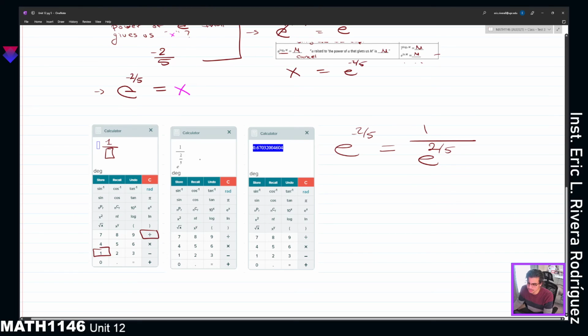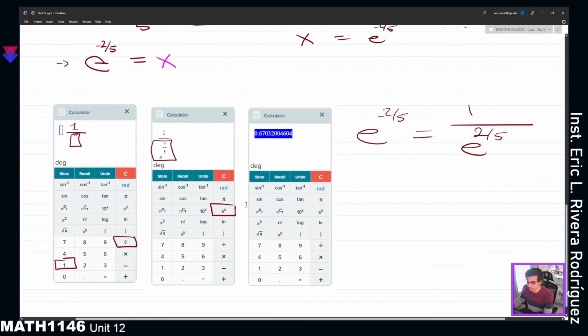When I click there, I wrote this e. So what I did is just click on e raised to the power of x. And then to make sure that I'm writing on the exponent, I click on open parentheses, then 2 divided by 5, and then closing parentheses to make sure that all that stays on the exponent. Okay, and that's how you get this.